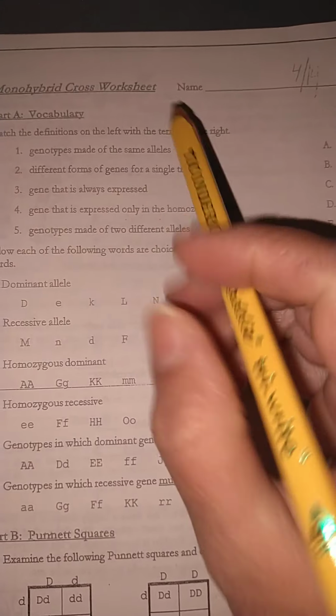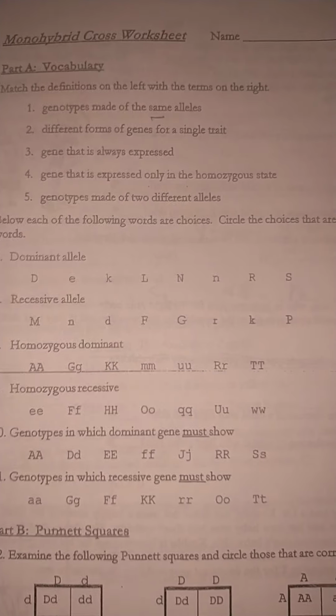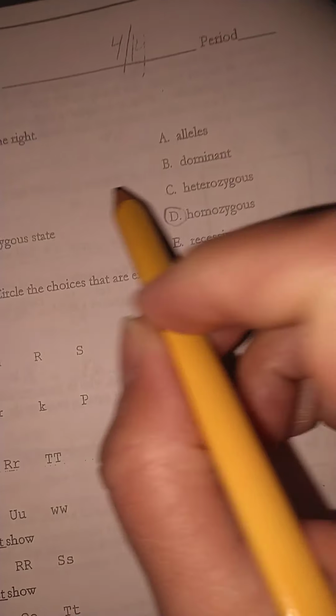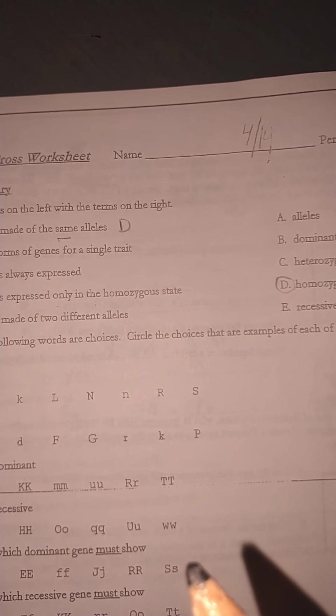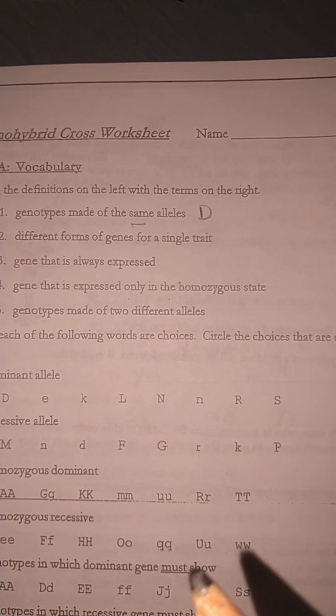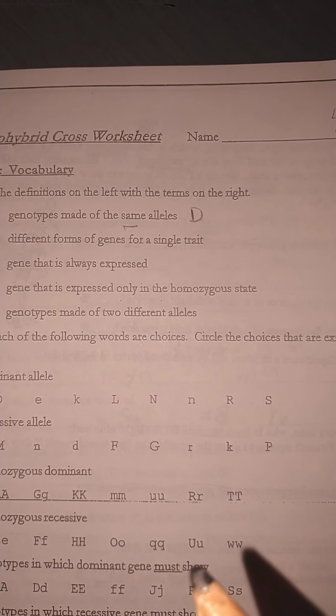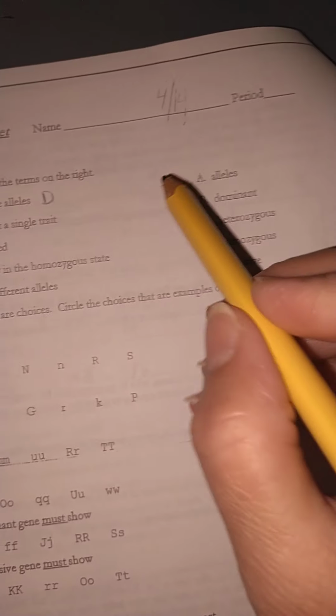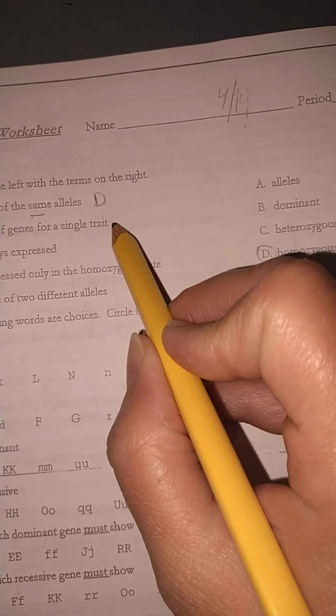Genotypes made of the same allele. Well, same means homozygous. Homo means the same, so D we go in number 1. Different forms of genes for a single trait. Okay, the different forms of the genes are the different alleles.